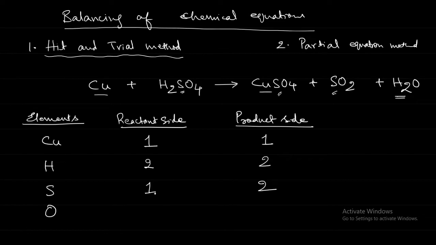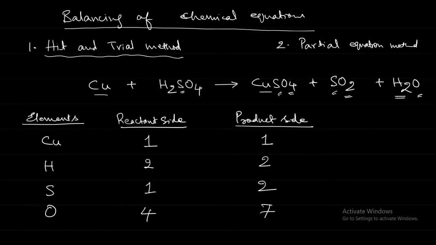Oxygen here 4 on the reactant side, here oxygen 4, 5, 6, 7. So in this way, the first step we did was to write down how many atoms of these elements are there on the reactant side and product side. After that we have to start the balancing.